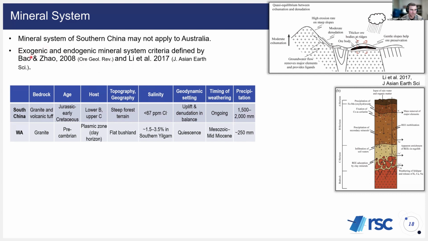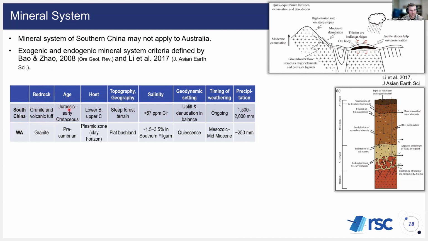So exogenic would just be all your surface processes, like overall climate or weathering processes, rainfall, and endogenic, that would be more of the geological factors like tectonic forces. And if we compare them here with a case study between South China and I've used the example here of the Yilgarn Craton to be a bit more consistent. If we start with a bedrock, that's actually quite similar. So we have granite and volcanic tuffs, and in the Yilgarn Craton, it's mostly granite and some mafic rocks. So that's relatively similar. Where it starts to differ is, I guess, with the age.